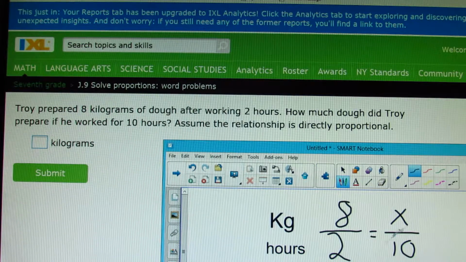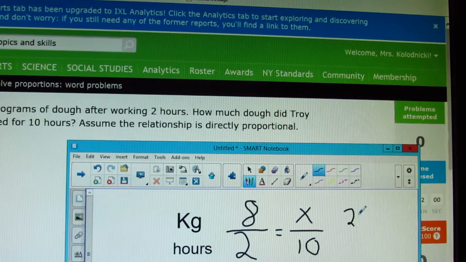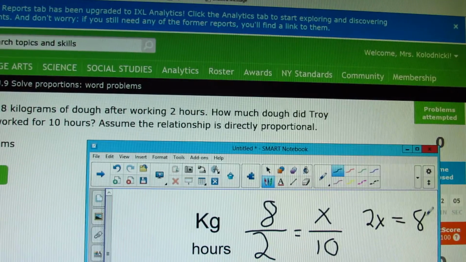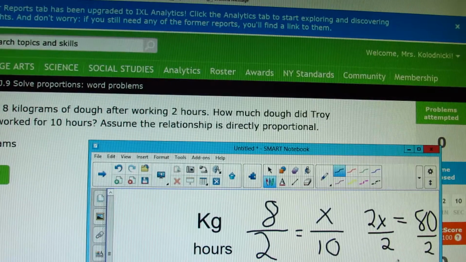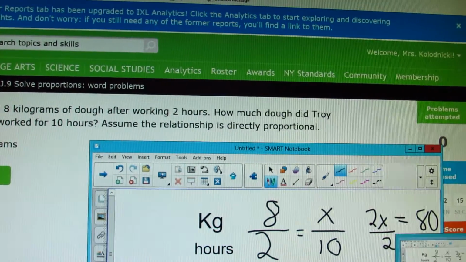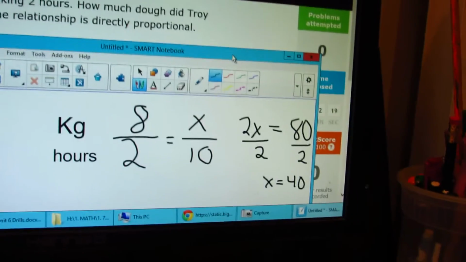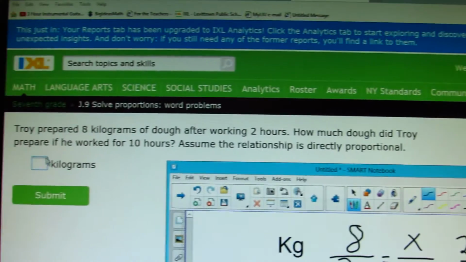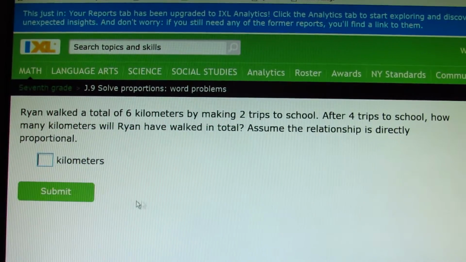When I cross multiply, I will get 2x, or 2 times x, equals 8 times 10, which is 80. And now all I have to do is solve this one-step equation by dividing by 2 on both sides, and I will get 40. Sorry, you can't see it. I will get 40. There you go. Okay, so my answer here is 40 kilograms. Okay, let's do another one.